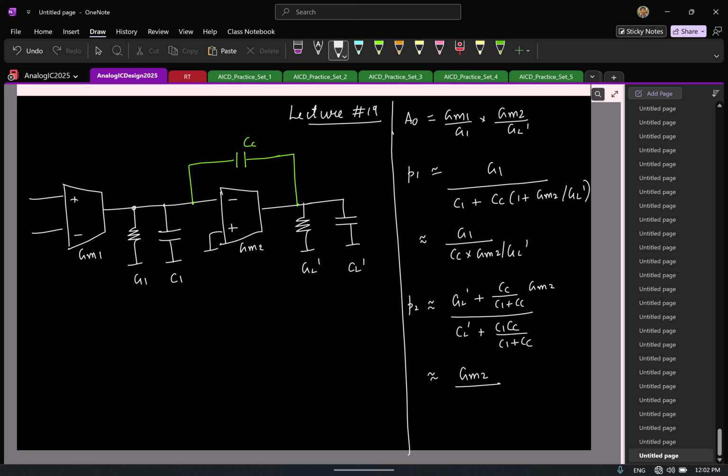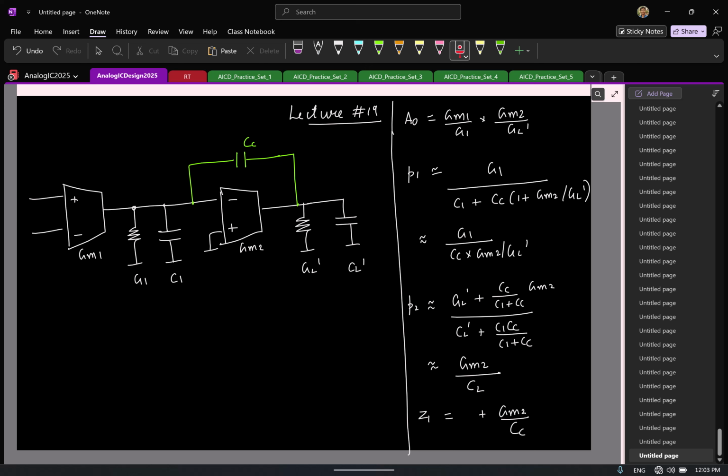Similarly, in the denominator, I have all of these caps. What will be dominant? If C1 is much smaller, this becomes what? C1. If the load capacitance is the largest capacitor, CL dash is dominated by CL itself. We also saw this as a right half plane zero, at plus GM2 by Cc. Again, you can clearly check: we have two paths for the current to flow, one through Cc, one through GM2. So we have GM2 by Cc occurring here.